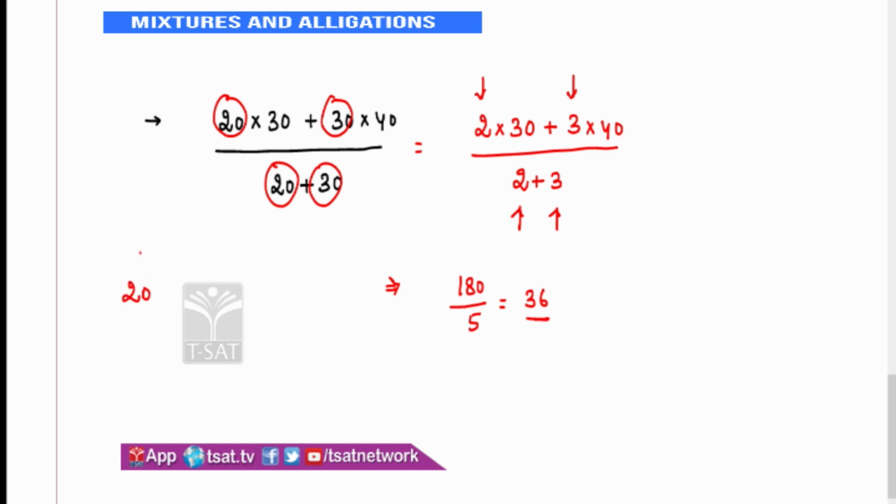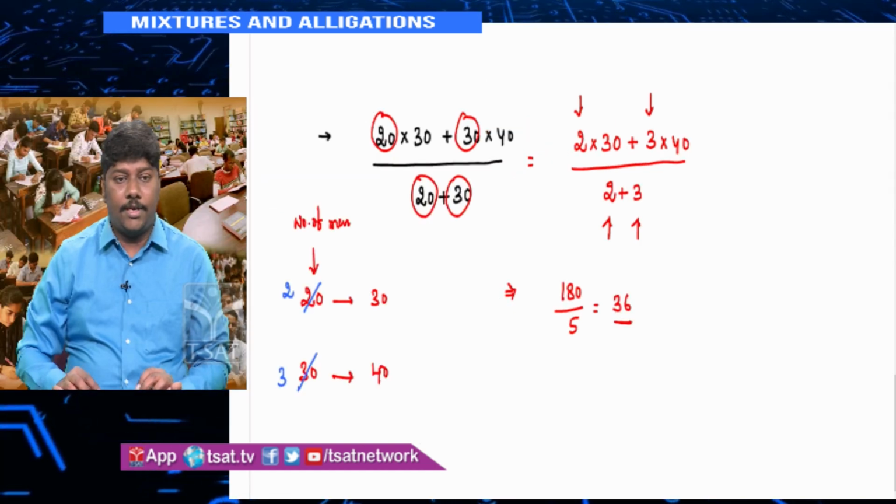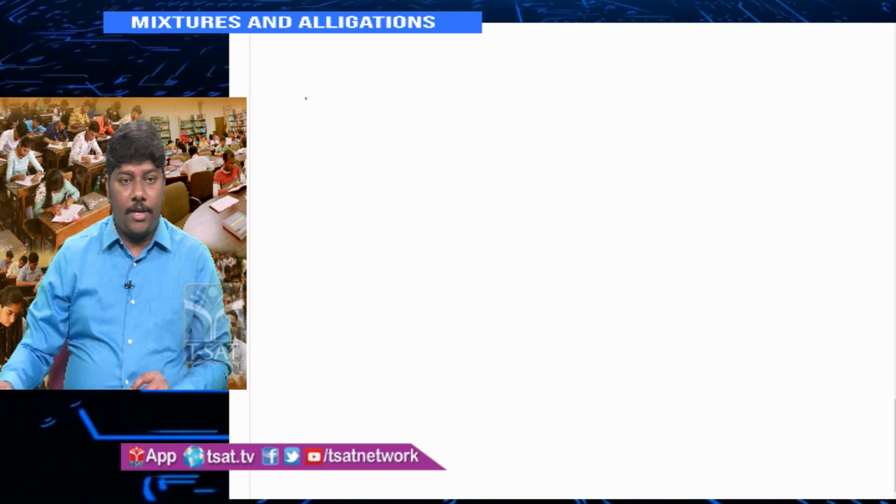Here the number of members in the first group is 20, the number of members in the second group is 30. The average of the first group is 30, the average of the second group is 40. Always simplify the number of members in the first group and second group. It's 2, this is 3. So you can say 2 into 30 plus 3 into 40 by 2 plus 3 is equal to 36. If you have any common factor between the numbers of members in the groups, you can make it simple by cancelling it. I am deriving a formula using it.